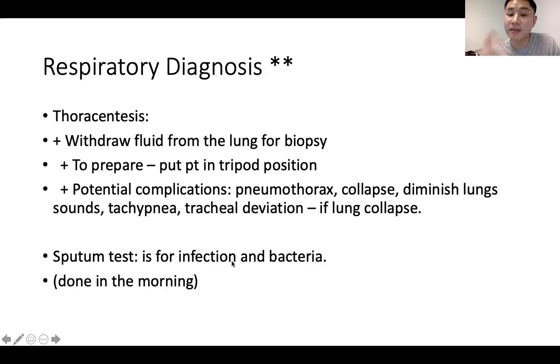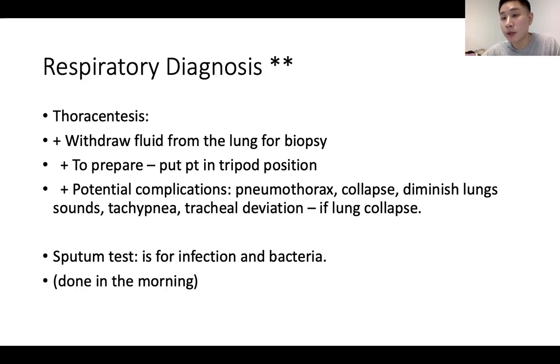Next, we have the sputum test. For any infection, pneumonia, or any issue with infection, we do the sputum test to identify the specific strain of bacteria, so that we can give the proper antibiotic to treat and kill that specific bacteria strain. And we prefer to do the sputum test in the morning.